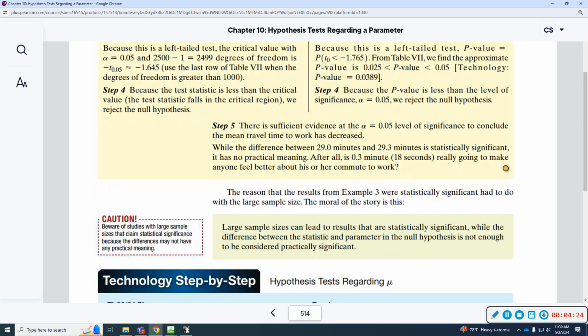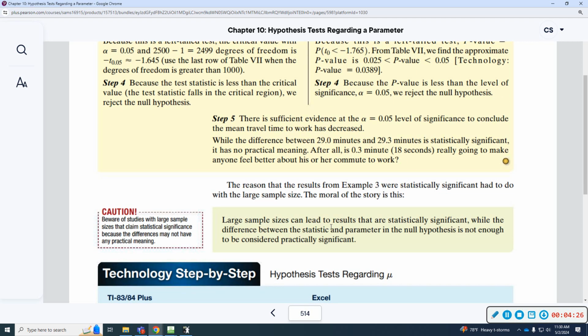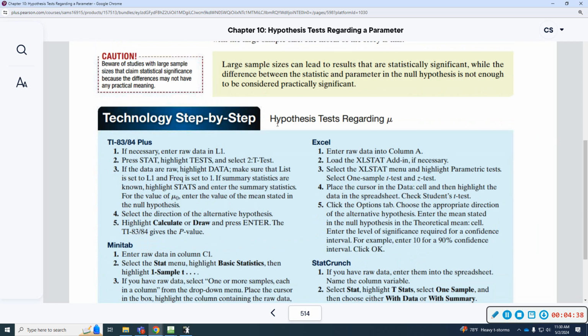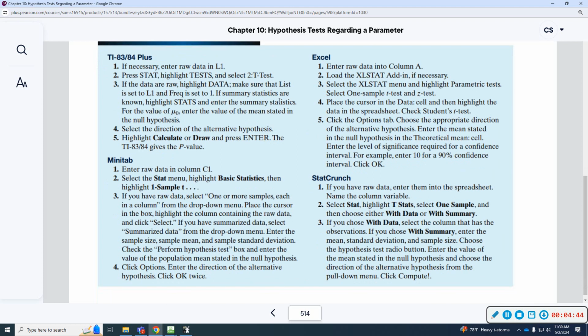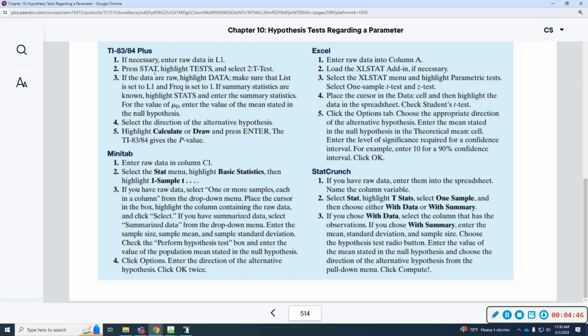So the moral of the story is that large samples can lead to results that are statistically significant, while the difference between the statistic and the parameter in the null is not enough to really be practical, to really say there's a big difference. So with that, we will jump into my math lab. This is an overview of how to find the results using technology. You've got the TI-84, Minitab, which we don't use, Excel, and StatCrunch.